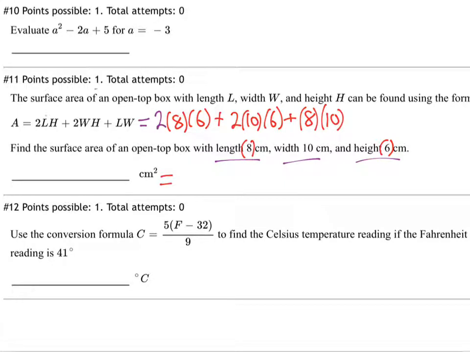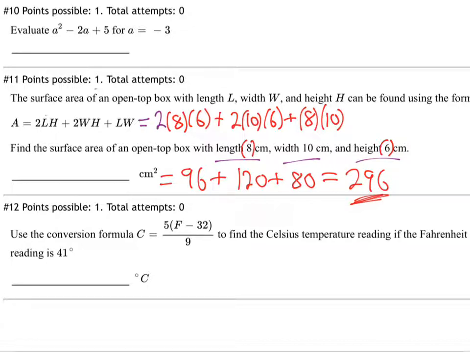And then, yeah, I would use my calculator. Those are big numbers. But 96, 120, 80, 296. Good there. Okay, so just plugging into the formula and cranking those out.